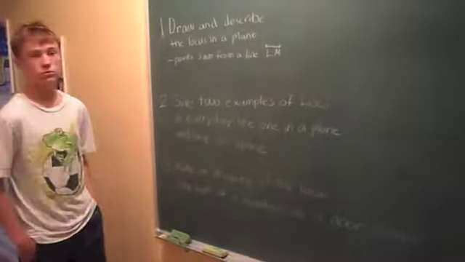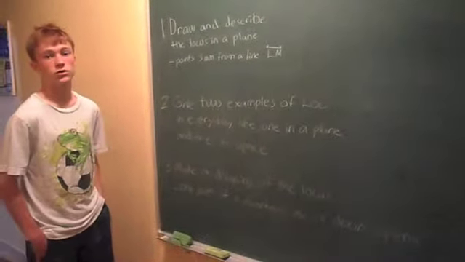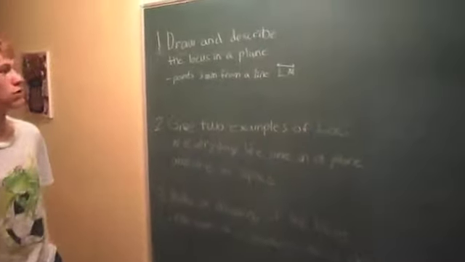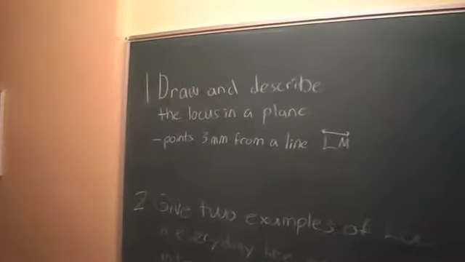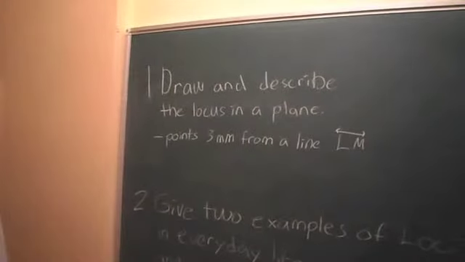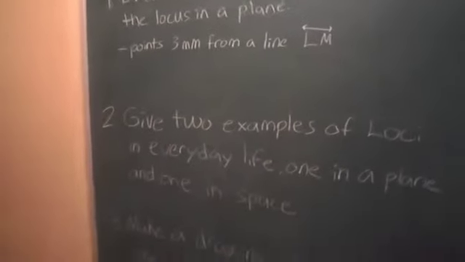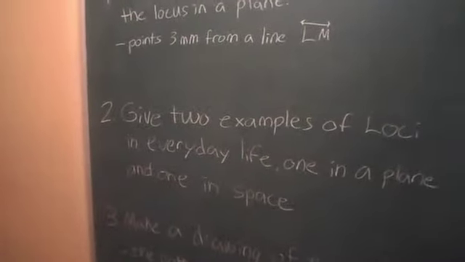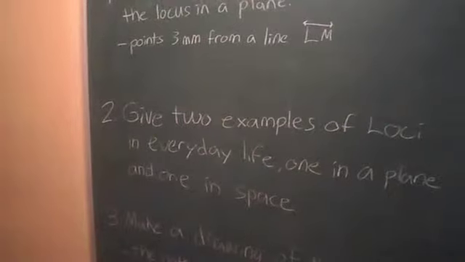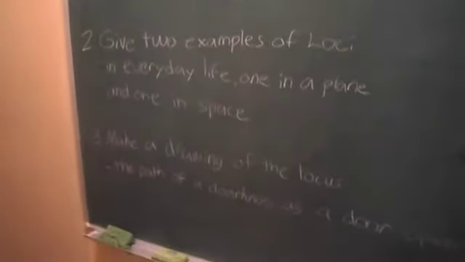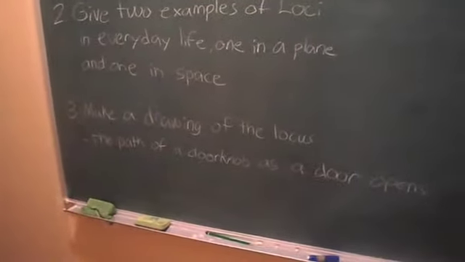These are 3 practice problems for section 12.6. The first is to draw and describe the locus in a plane, the points 3 millimeters from a line LM. The second is to give 2 examples of loci in everyday life, 1 in a plane and 1 in space. And the third is to make a drawing of the locus, the path of a doorknob as a door opens.